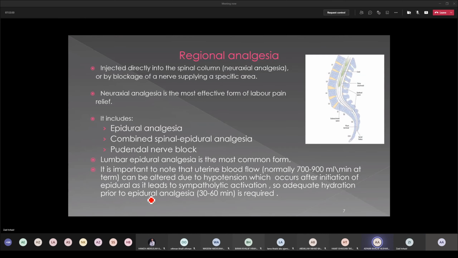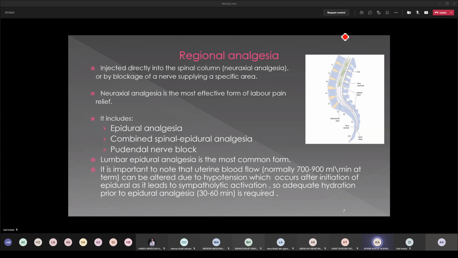الريجنال أنالجيزيا أو اللي هي الكور تبع المحاضرة اليوم، هي عبارة عن local anesthetics injected directly into the spinal column اللي هي neuroaxial analgesia or by blockage of a nerve supplying a specific area. Neuroaxial analgesia is the most effective form of labor pain relief. It includes epidural analgesia, combined spinal epidural analgesia, and pudendal nerve block. بالنسبة للـ lumbar epidural analgesia is the most common form.